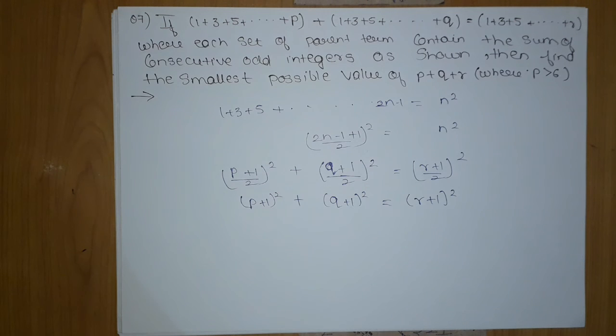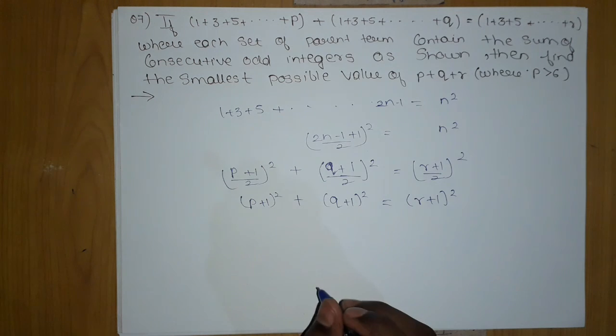Now what can we do next? If you observe, this is forming a Pythagoras triplet. That's why this question is tricky. Now what is a Pythagoras triplet? Three numbers which satisfy the condition that the hypotenuse square is equal to the sum of the squares of the other sides.